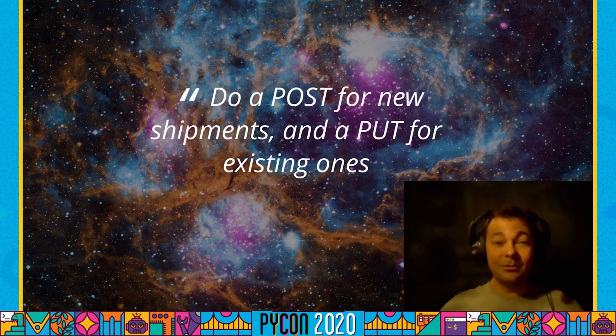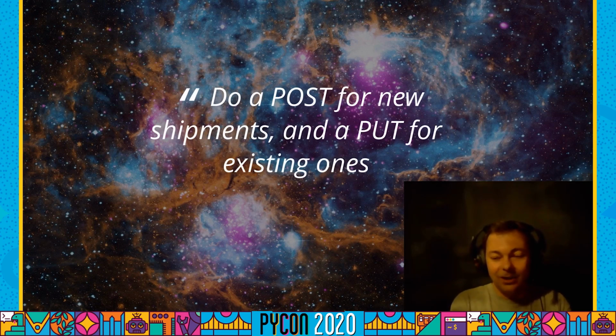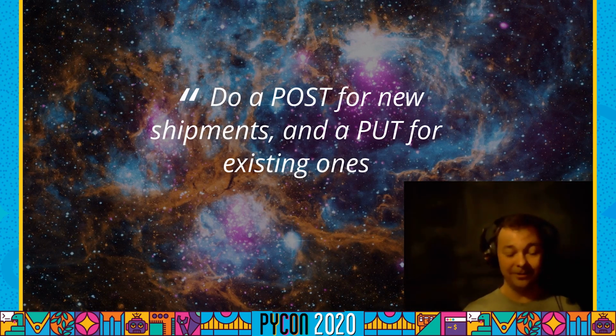Here's the second business requirement. Do a post for new shipments and a put for existing ones. Well, typically an API, for whatever reason, is RESTful, and they may already have a shipment of that particular reference. If you do a post, that's an error. You need to do a put because you're saying you're modifying an existing shipment somehow, whatever it is.